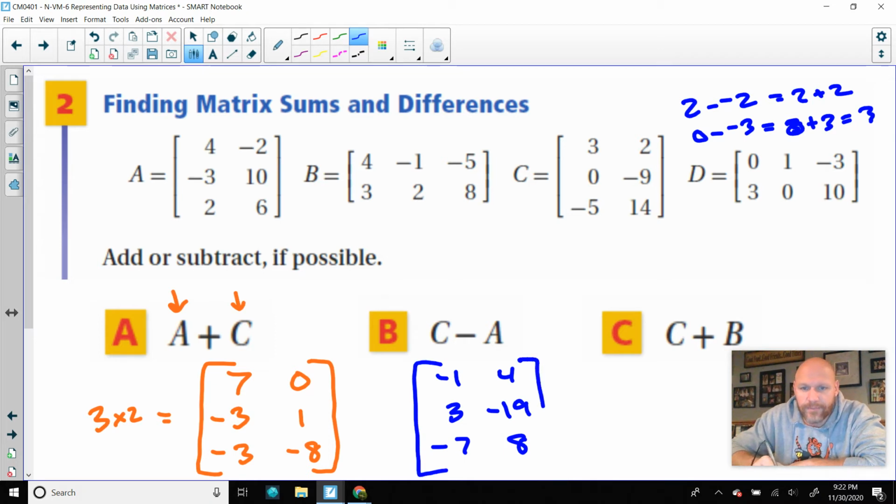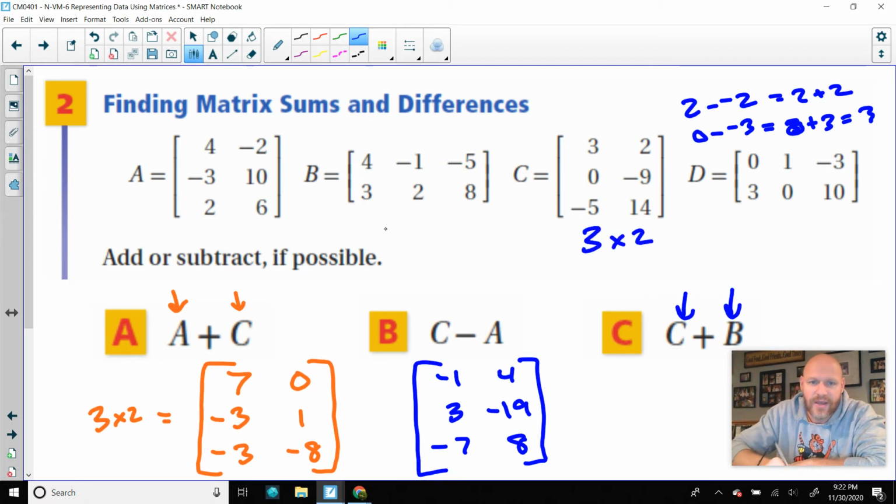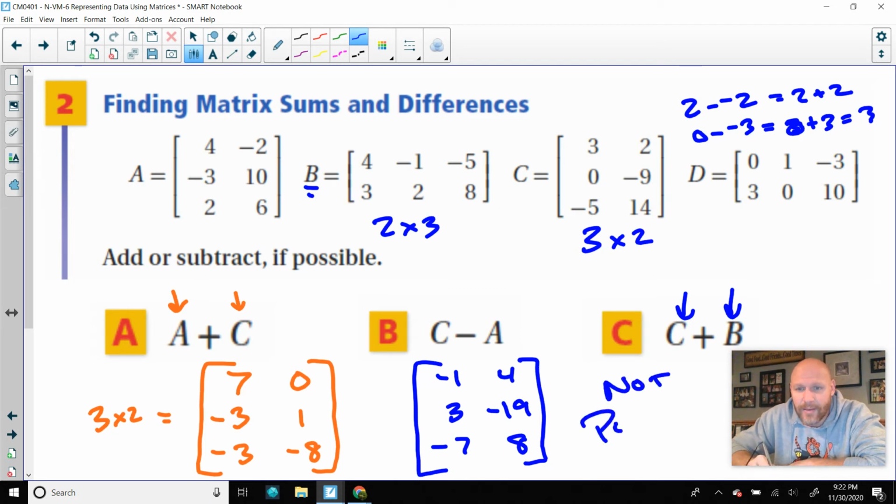On the last one, they want us to do matrix C plus matrix B. If we take a look at matrix C, the dimensions are a 3 by 2. And if we take a look at matrix B, it is a 2 by 3. Even though by the commutative property 3 by 2 and 2 by 3 are the same, unfortunately, these dimensions are not the same. And so the answer to this one would be not possible, Mr. Studer.